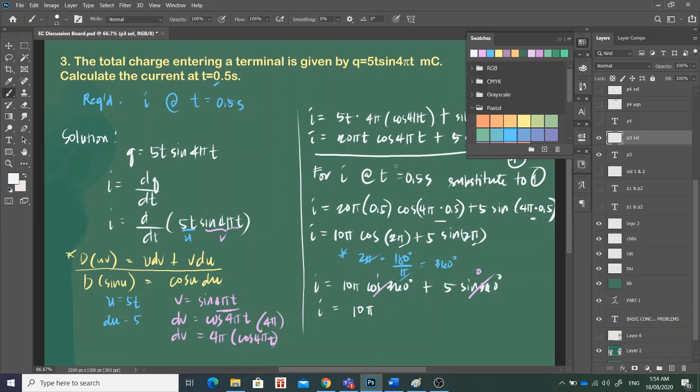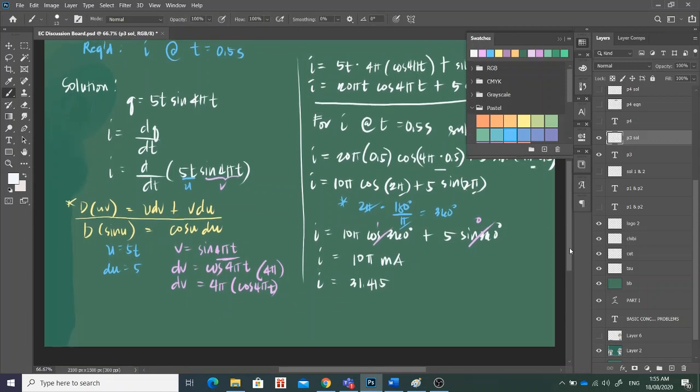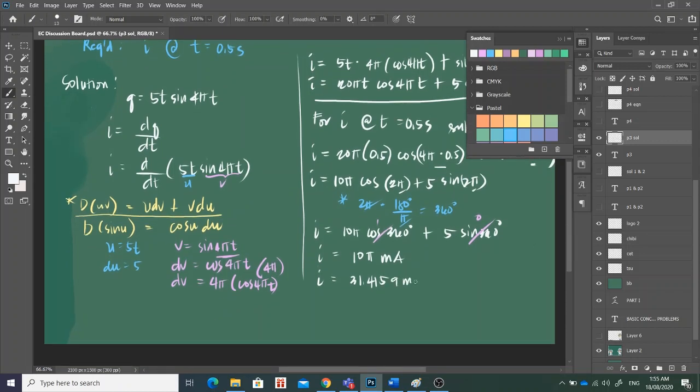Current ang nahanap, nanocoulomb ang given, so that is nanoamp. So, what is 10 pi nanoamp? That is 31.4159 nanoamp. Ayan. So, ito yung ating final answer. Yun yung hinahanap sa problem natin.